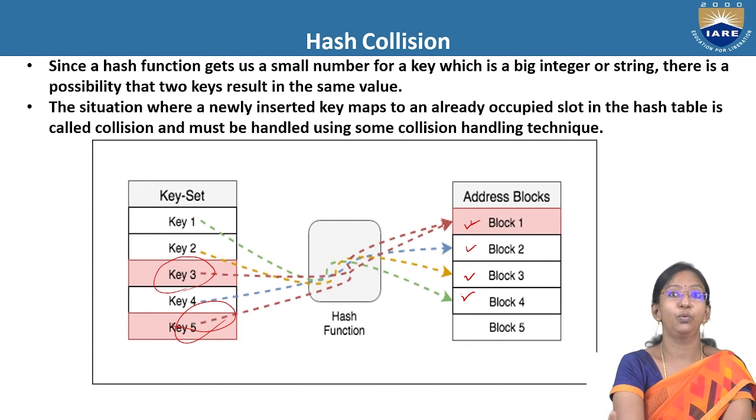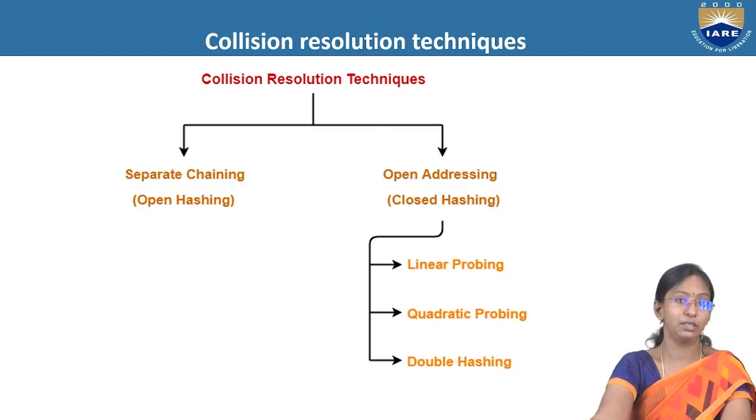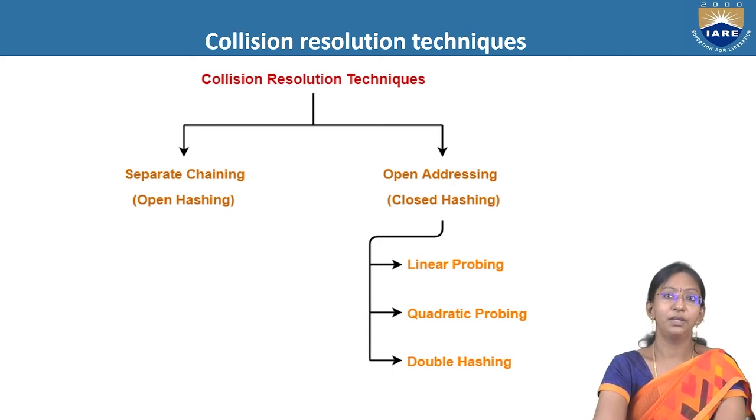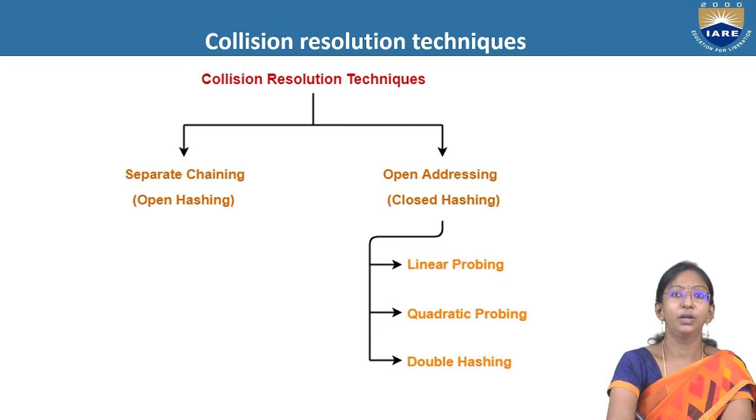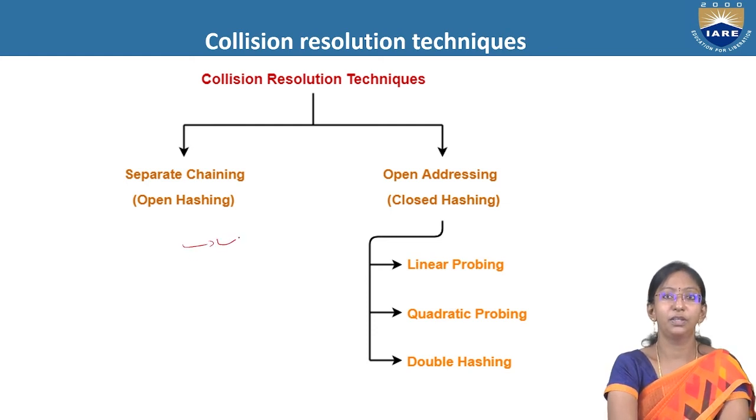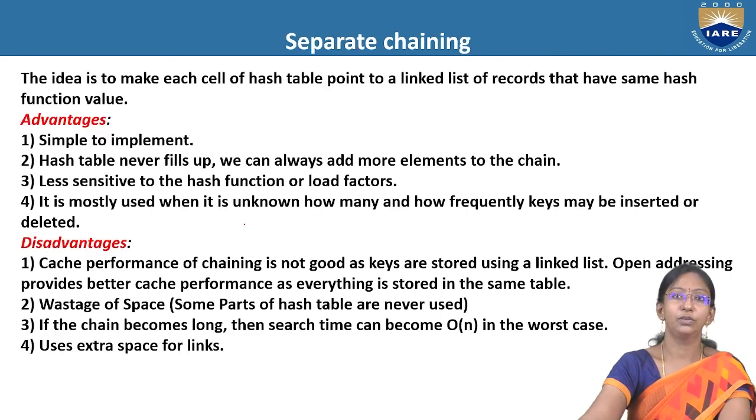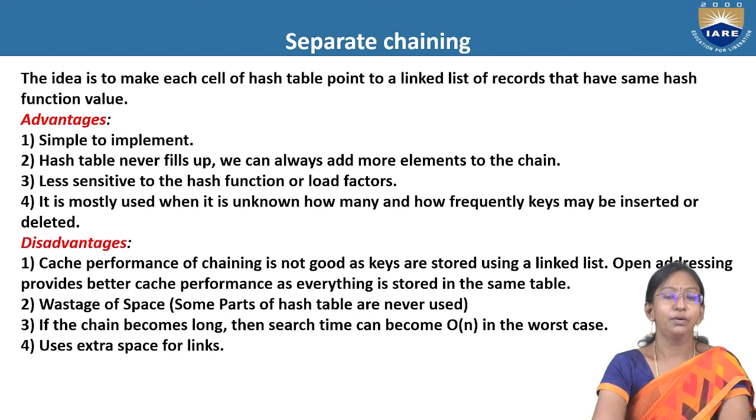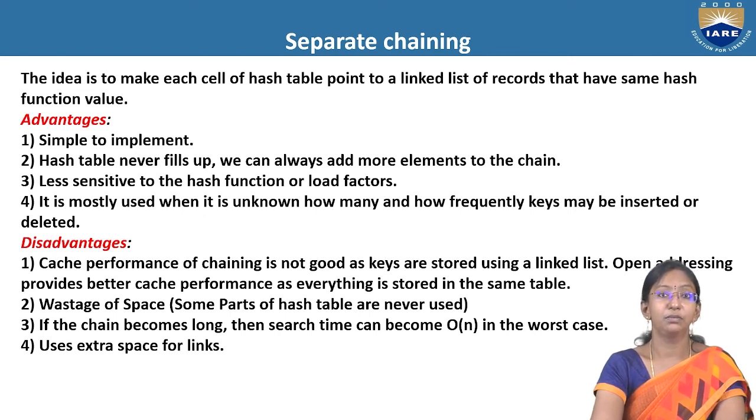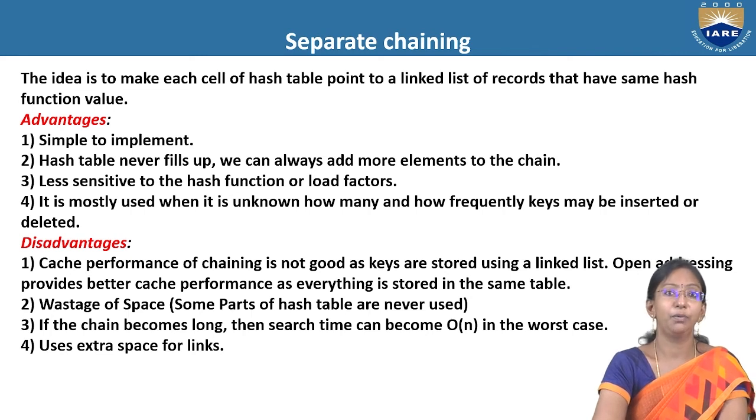So how to overcome these collisions? We have two kinds of collision resolution techniques: separate chaining and open addressing. In separate chaining, we are going to build chains of the data, so collisions will never occur. Have a look at this one. The advantage is that it is very simple to implement, as I'm going to take the help of a linked list.